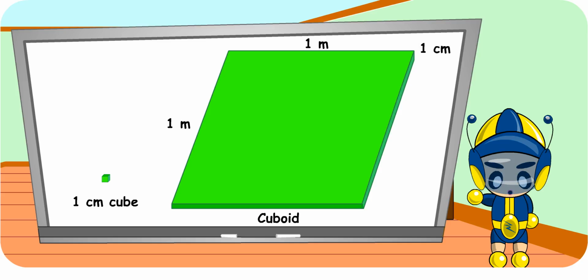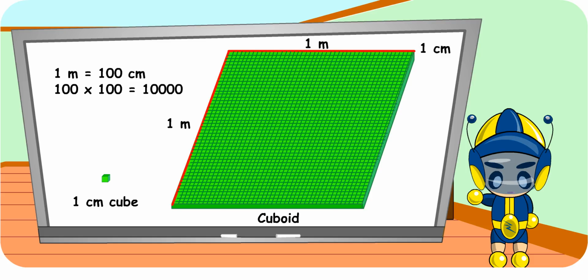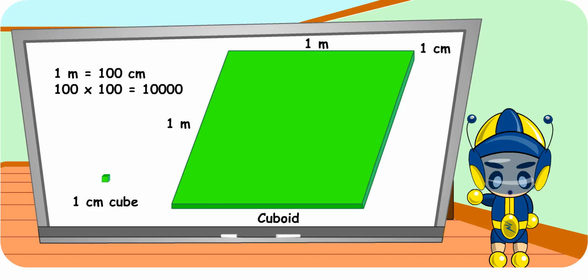As two of the sides are 1 meter each, and 1 meter is 100 centimeters, I will get 100 times 100, which equals 10,000 pieces of 1 centimeter cubes if I cut along the two 1 meter sides. Thus, the cuboid is made up of 10,000 pieces of 1 centimeter cubes. Whoa, this cuboid is considerably big.